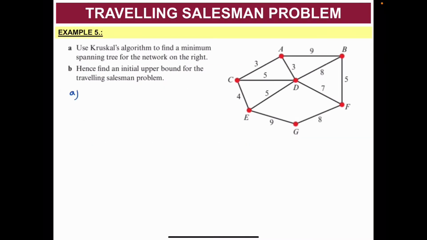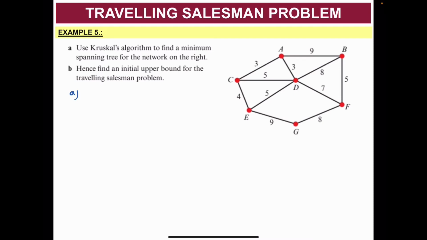So let's just look at example 5. In the first part, it asks you to use the Kruskal algorithm to find the minimum spanning tree. If you like, you can pause the video now and do it on your own, and then we just compare the answers. I will quickly do it.